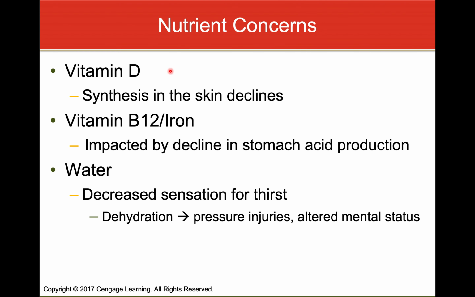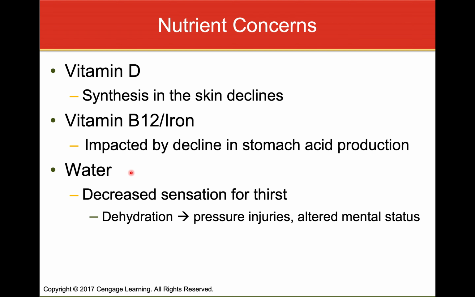Some nutrient concerns: vitamin D. As we age, the synthesis in the skin declines, so they're at increased risk of D deficiency. They will also be at increased risk of vitamin B12 and iron deficiency, and this can be attributed to a decline in stomach acid production.